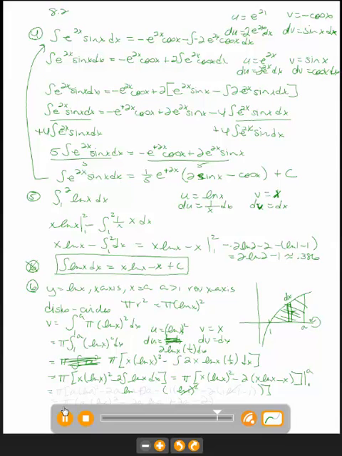So I'm going to get a pi on the outside, a times the natural log of a squared, minus 2. I'm going to distribute the 2. 2a natural log of a, minus a. And then minus 2a. And then I have to subtract, plugging in 1: 1 times the natural log of 1 squared, minus 2 times natural log of 1, natural log of 1, minus 1. Too many parentheses.